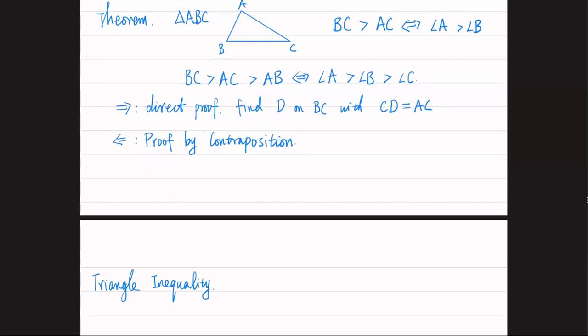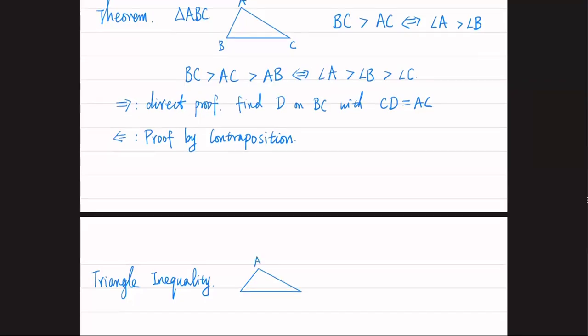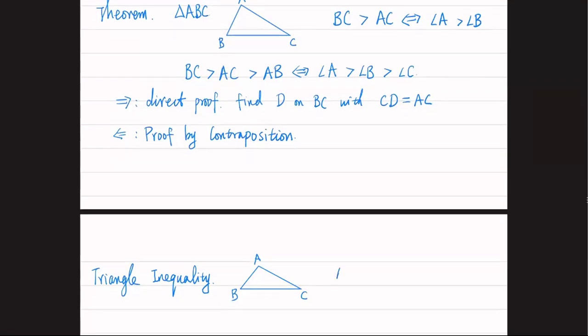Suppose we have a triangle. Then the summation of the length of two sides is always longer than the length of the third side. You can see AB.